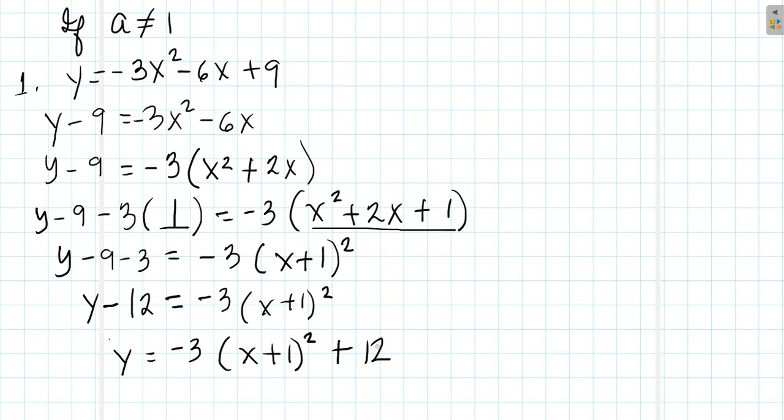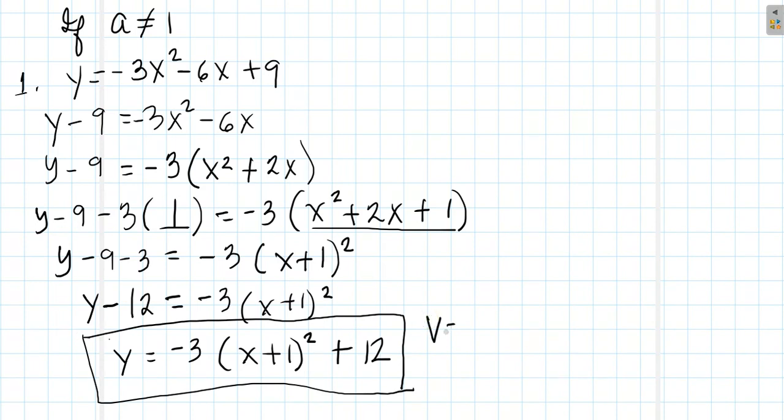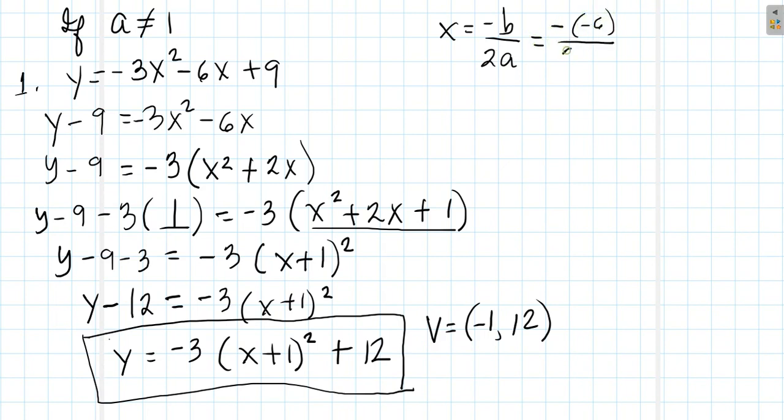Okay, so negative 3x squared minus 6x plus 9. And this is now the answer. And the vertex is negative 1 and 12. How about using the formula x equals negative b over 2a? Your b is negative 6, over 2 times negative 3. So negative 6 divided by negative 6 is equal to negative 1.